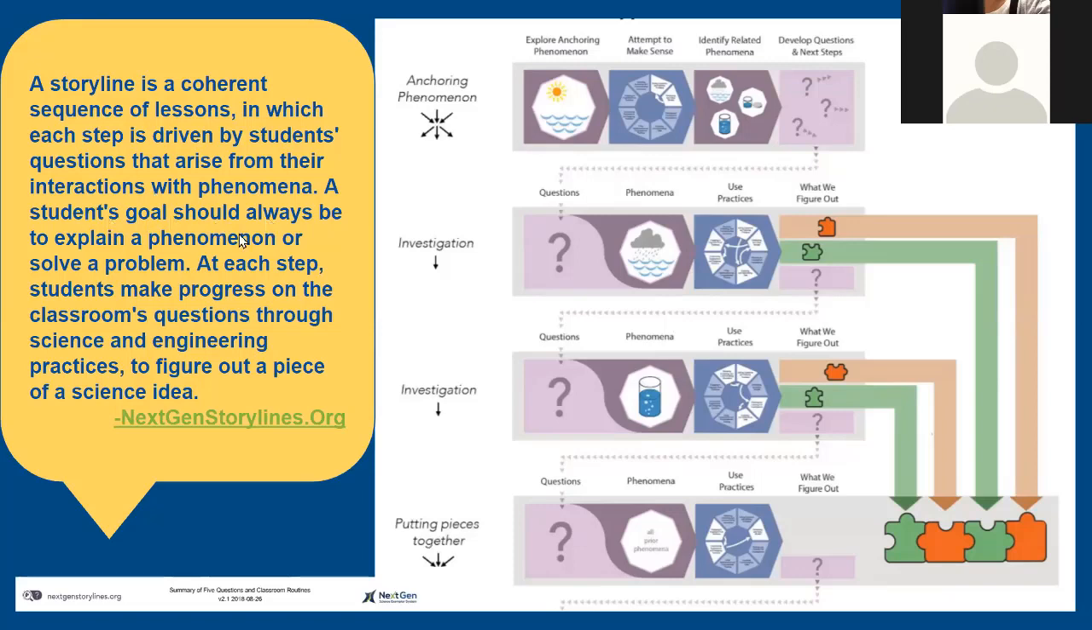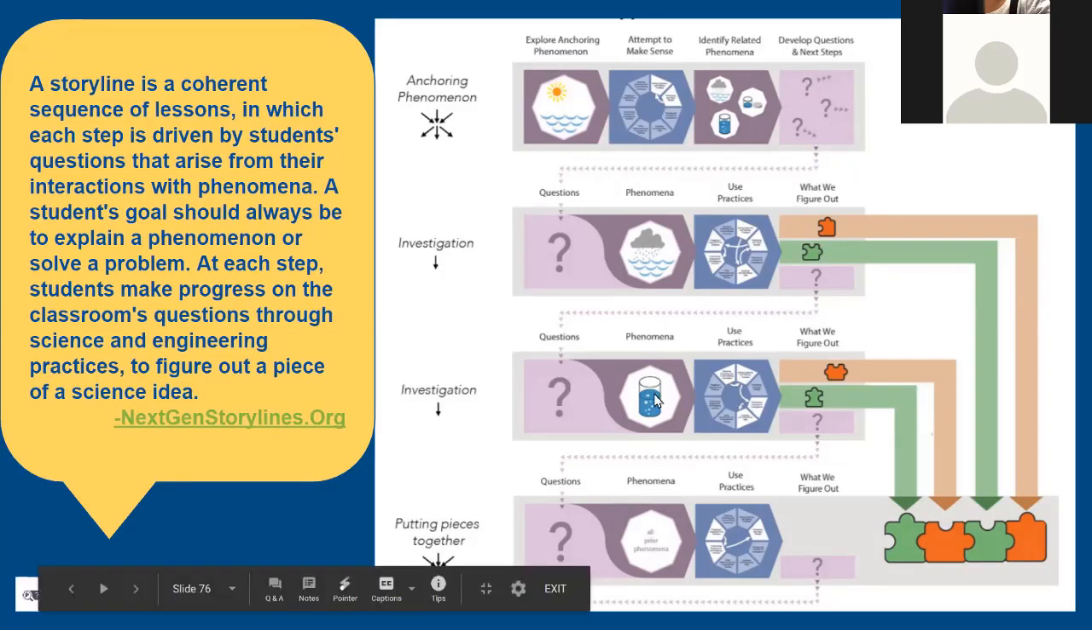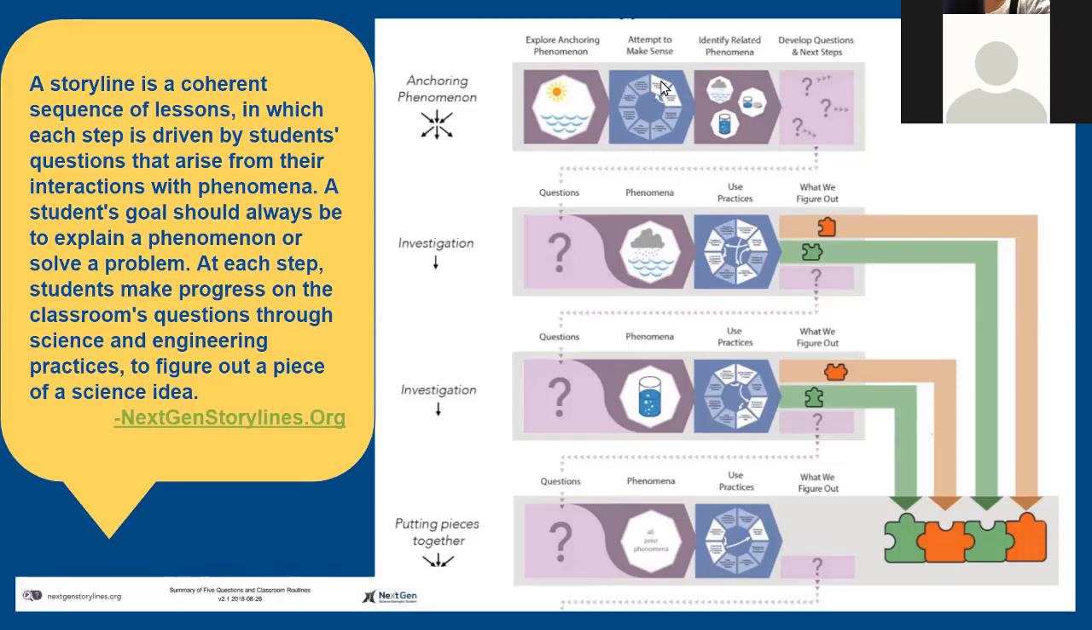A student's goal should always be to explain a phenomenon or solve a problem. At each step, students make progress on the classroom's questions through science and engineering practices to figure out a piece of a science idea. This last part is what we're going to talk about tomorrow. But this graphic is showing us how it works. So we introduce students to an anchoring phenomenon, and then we have them attempt to make sense of it using some of our science and engineering practices. They may identify some related phenomenon that remind them of this anchoring phenomenon, and then they develop these questions, right?